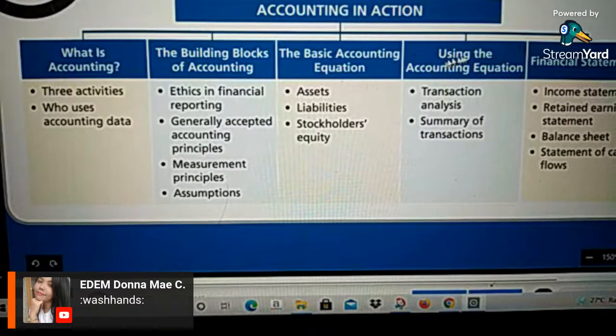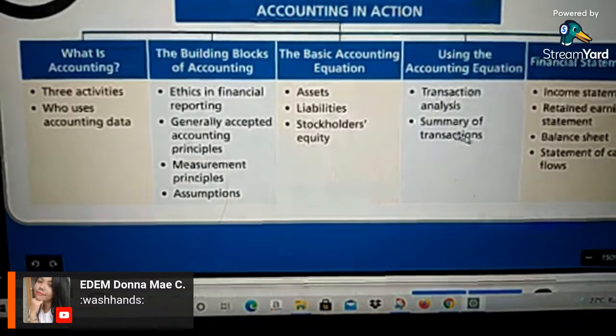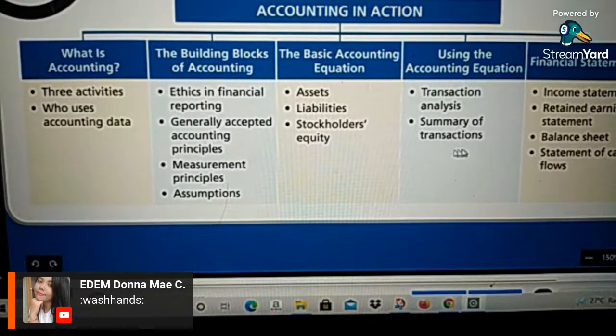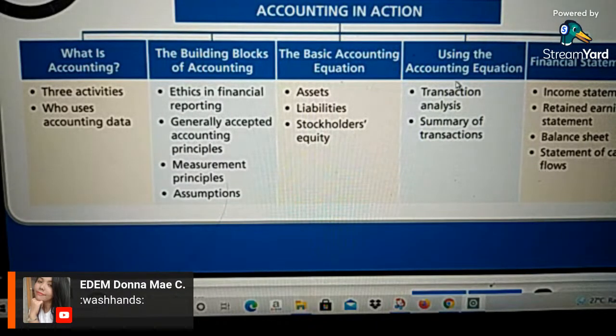Okay. So, using the accounting equation, we need transaction analysis and a summary of those transactions. For example, what do we mean by summary of those transactions? We have to summarize all the supplies because there are different types of supplies, and we have to be able to summarize the total amount of the supplies. That is what we call summary of transactions. And for transaction analysis, we have to analyze whether our supplies for the month increased, stayed at the same level, or decreased. We can analyze.